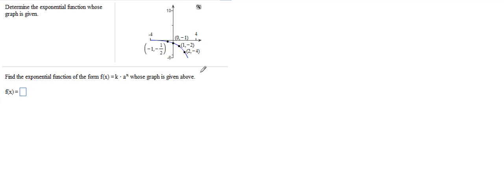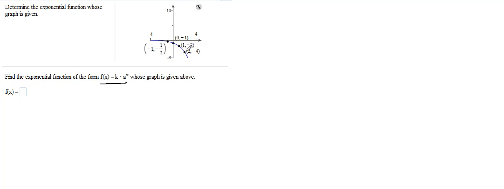Okay, so for this problem it says determine the exponential function whose graph is given. So I know the exponential function is of this form. It tells us that f of x equals k times a to the x. We don't know what these values are though, but we do know some points that are on the function.